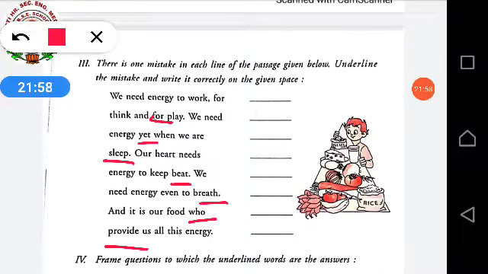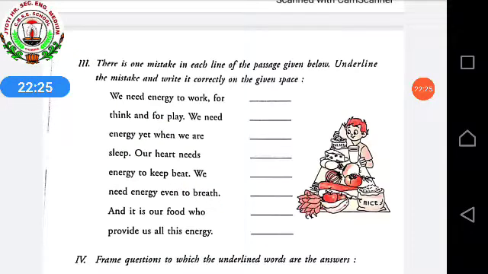So what will be the correct one? We need energy to work, to in place of for, to think and to play. We need energy even when we are asleep. Our heart needs energy to keep beating. We need energy even to breathe. And it is our food that provides us all this energy. Understood?